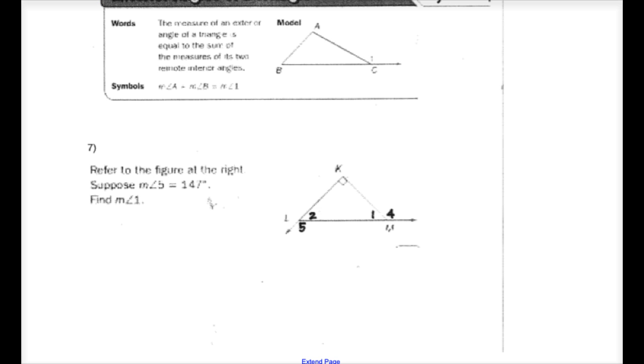All right, let's do a problem. Let's try 7. Refer to the figure at the right. Suppose the measure of angle 5 equals 147 degrees. Let's find the measure of angle 1. What does the smart kid do on the figure? Write in 147 degrees on angle 5 right now. Besides obtuse, what kind of angle is angle 5? Exterior. Angle 5 is exterior.